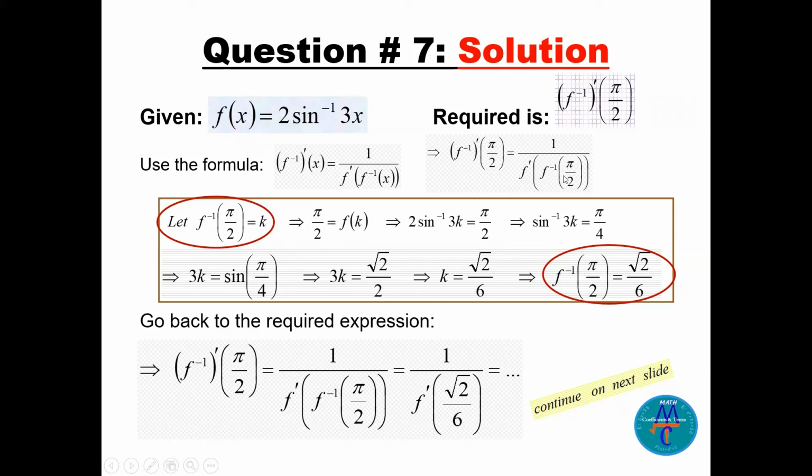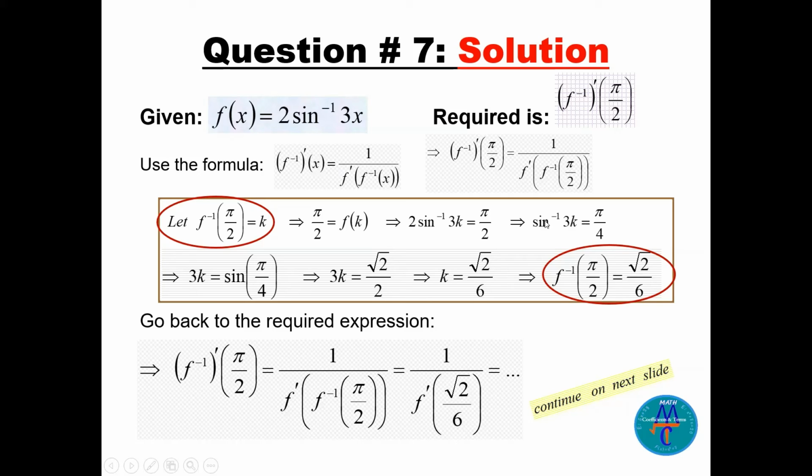Okay, so this is what we need, f inverse at pi over 2. So I found it now in this rectangle here. I said let f inverse of pi over 2 be equal to k. Let's just call it k. So take f on both sides here. So pi over 2 will be f of k. f of k means I replace x by k in the given function. 2 inverse sine of 3k is equal to pi over 2. Divide by 2, you get inverse sine of 3k is pi over 4.